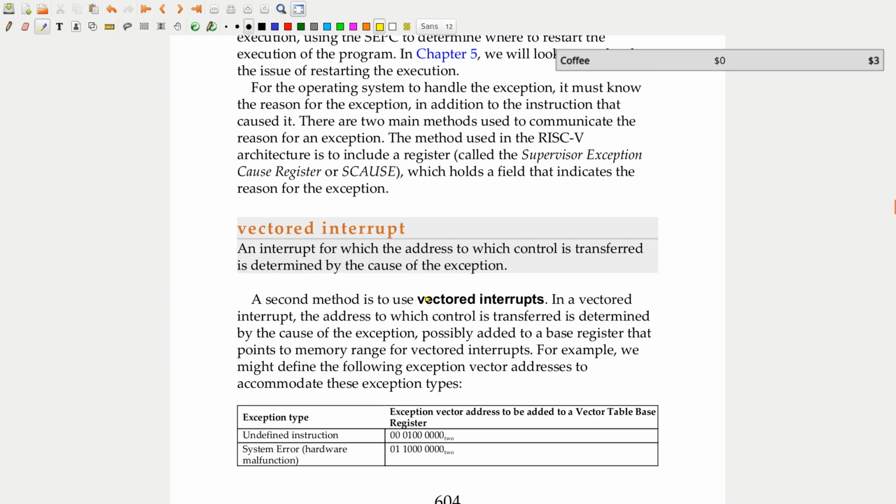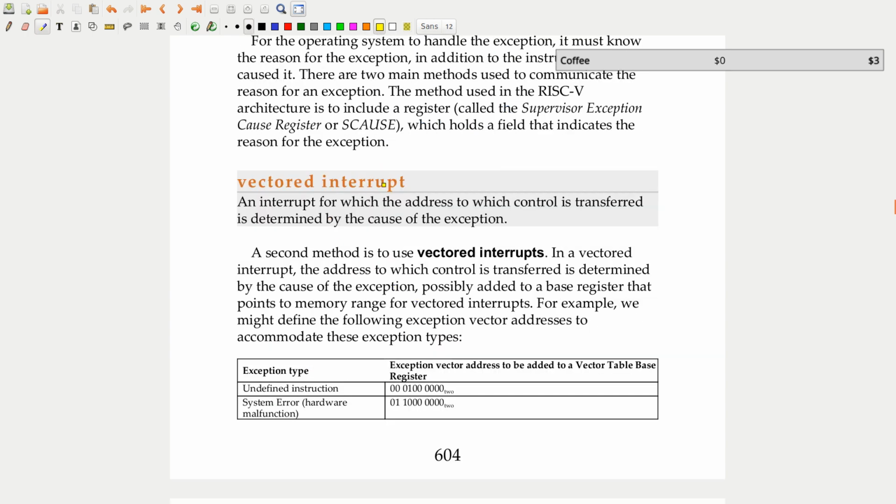Okay. So then there are things called vectored interrupts. A vectored interrupt is an interrupt for which the address to which control is transferred is determined by the cause of the exception. So this is generally when we have an entire table of different predefined code that we can execute, or pointers to predefined routines that we can pick from.